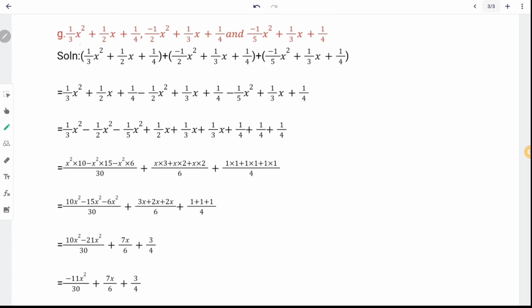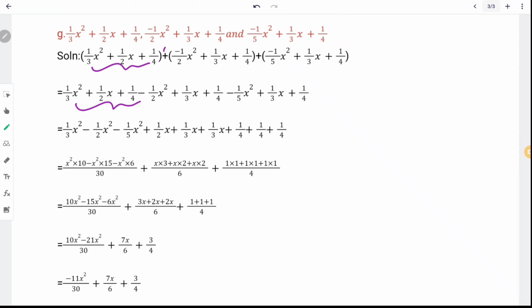Alright, question number G. So this is a more important question. Once again there are 3 of them. So this is the first, second, third. So write them all under the bracket. Once again this plus is there because of the question, right? Add. Once we're done, let's remove the bracket. So the first, just remove it, will simply be like this.